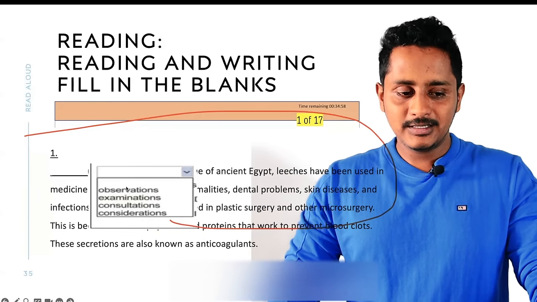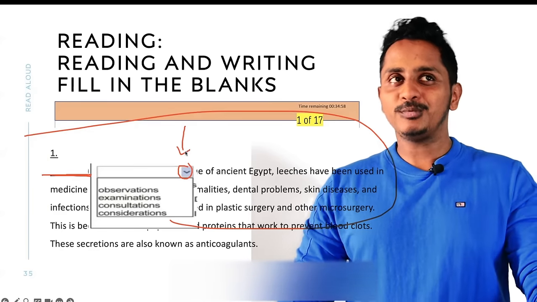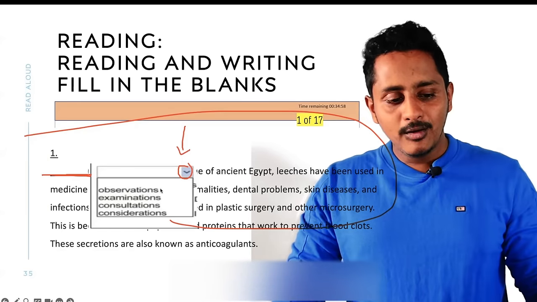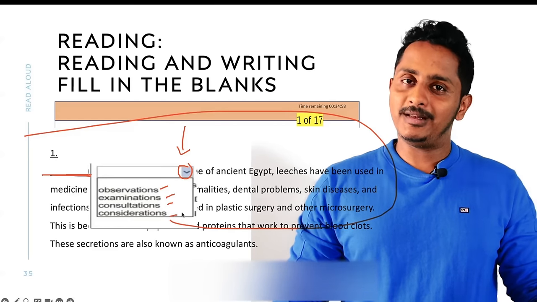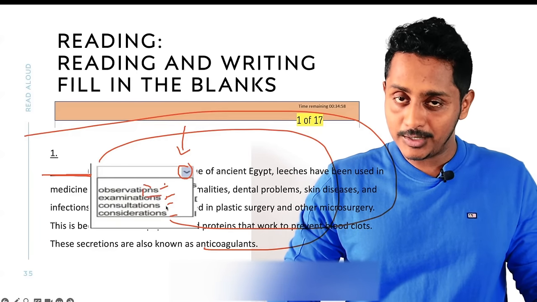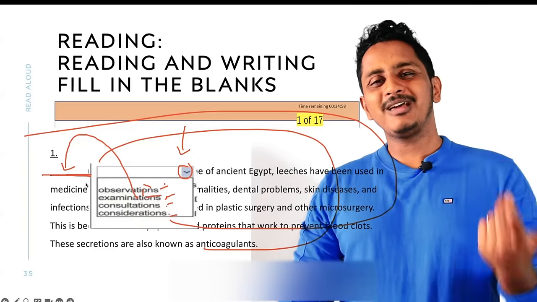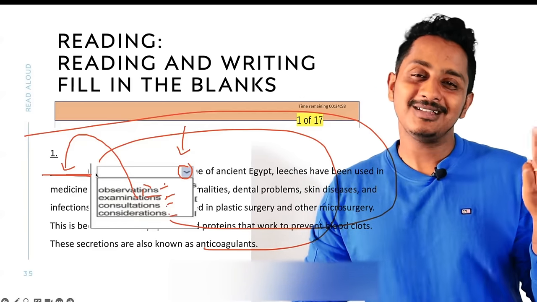They're going to give you a text. A blank will be there, and there will be a drop-down icon. You click on that, and four options will be listed. Read the paragraph and accordingly choose which one of them, first, second, third or fourth, fits the best. You need to apply grammar, collocation, reading skills, a lot of things.